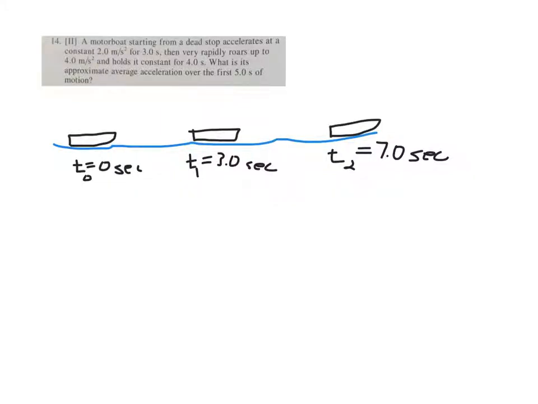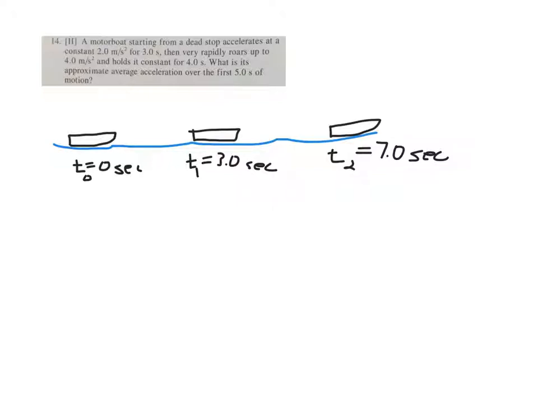All right, day 3, AP Physics, page 85, 86, homework problem number 14. We have a boat that's undergoing two different accelerations. I'm going to do this in a kind of common sense way, and I have a diagram to help me out with this. So for the first 3 seconds, the boat has a constant acceleration of 2 meters per second squared.